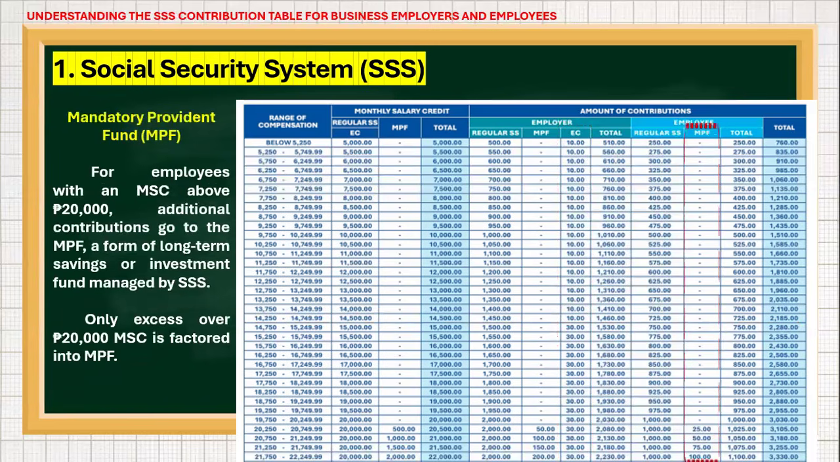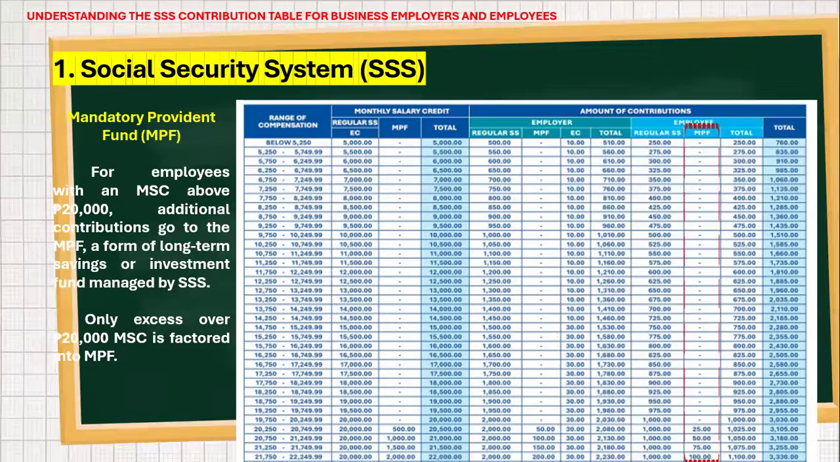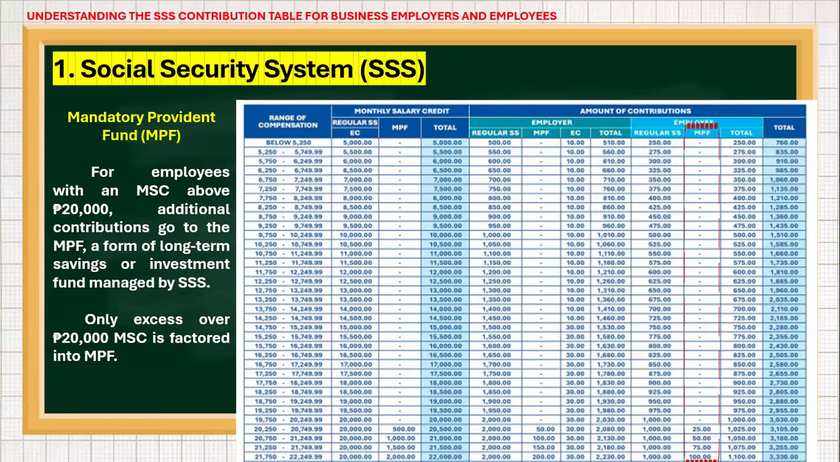So the next part of the table that you need to understand is the mandatory provident fund. The MPF is a long-term savings and investment fund managed by the SSS, designed to boost future retirement benefits. So who contributes this one? It is you who will be paying for this one. So how does it work?